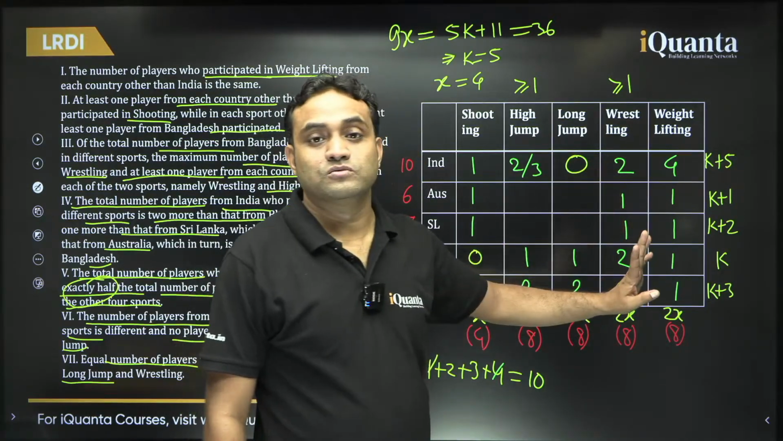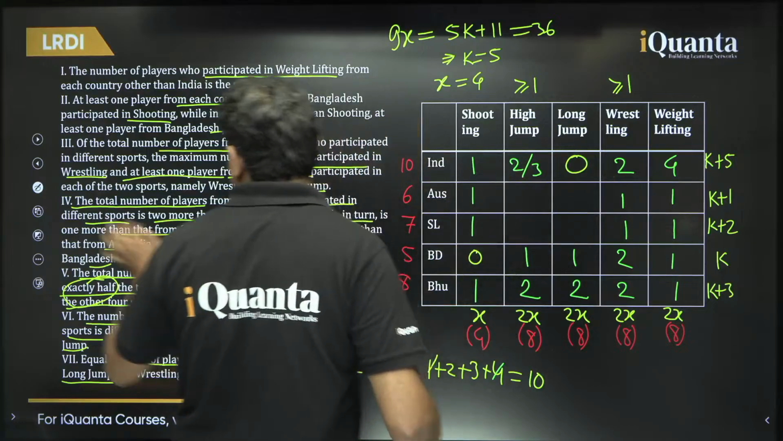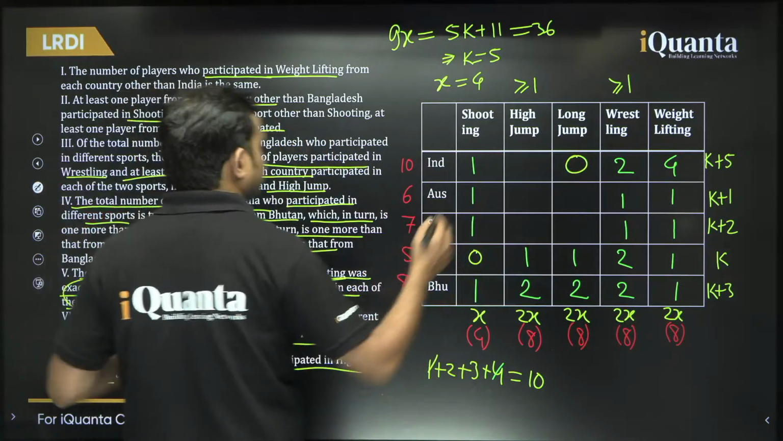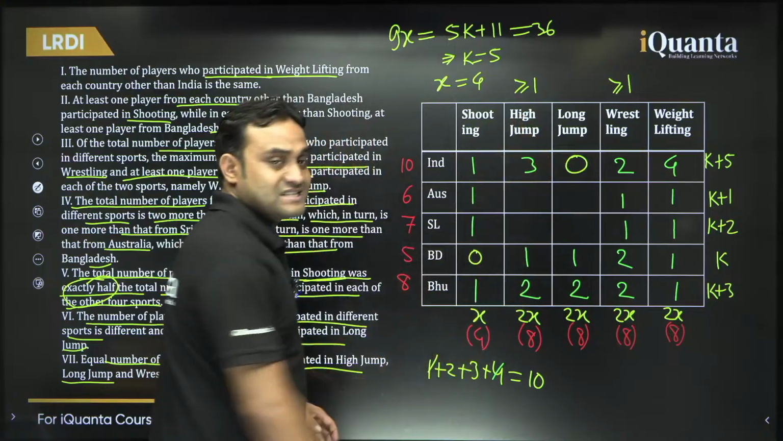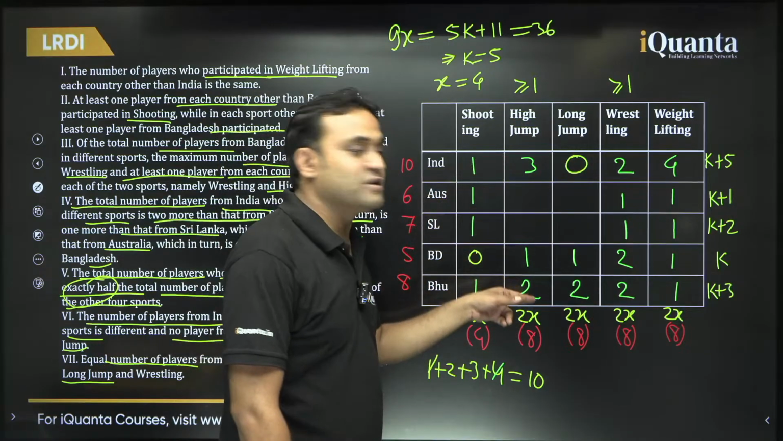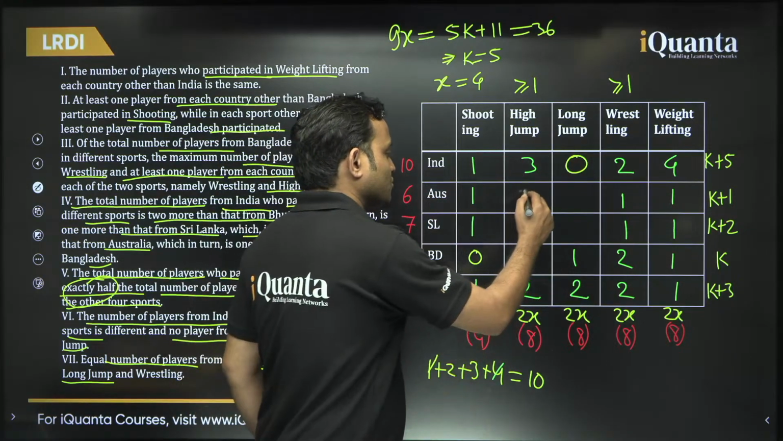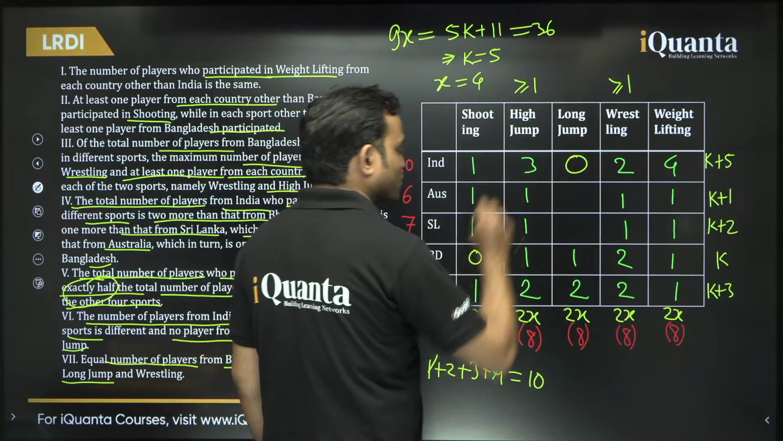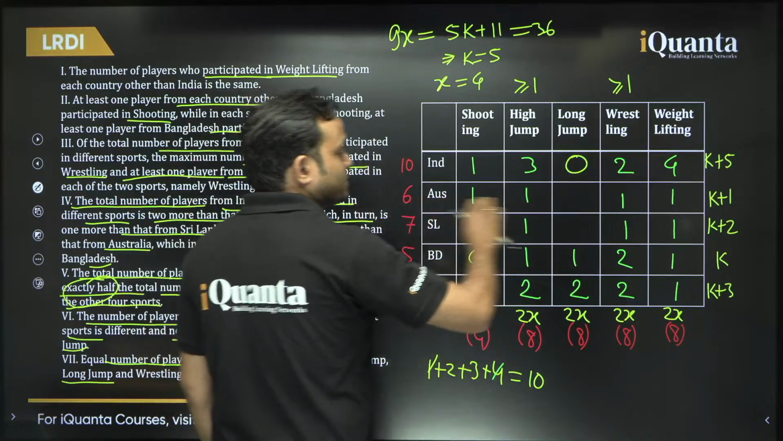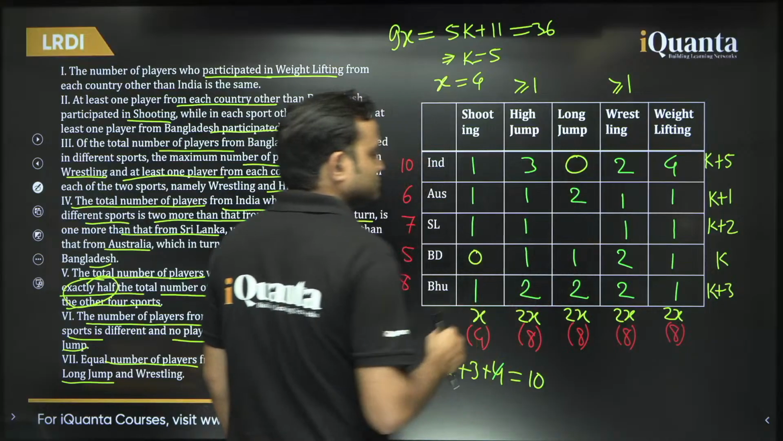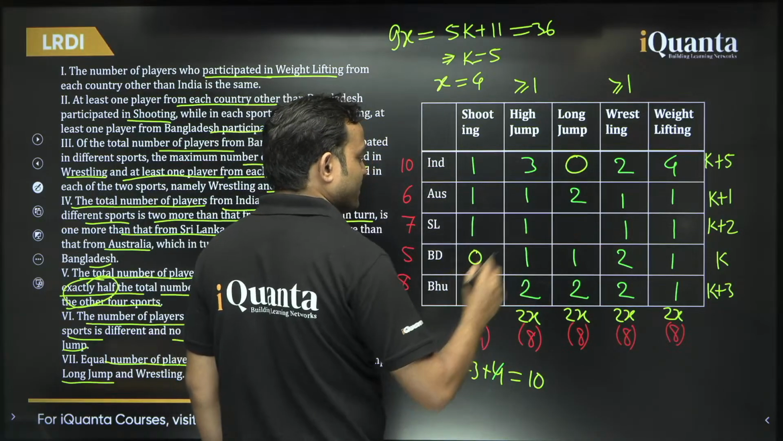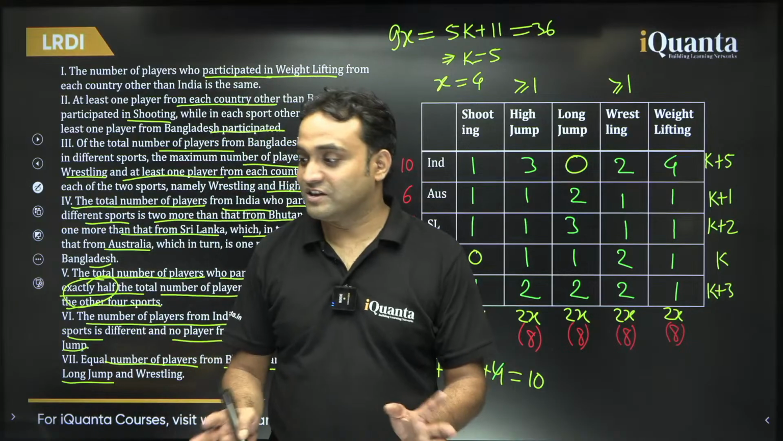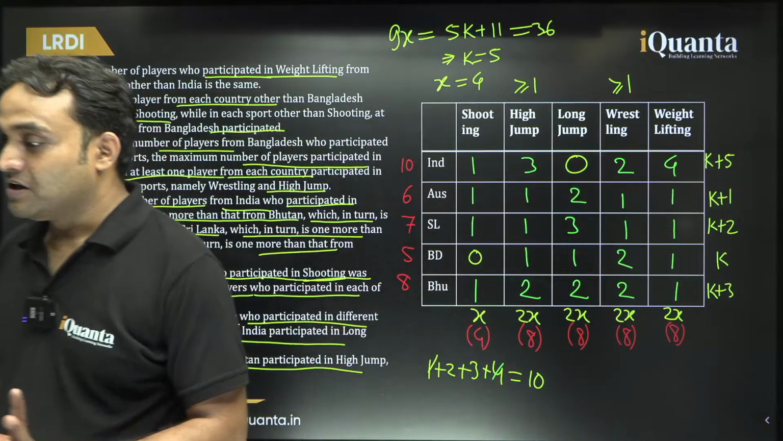This must be 2. Now if this is 2, this must be 3. The number of players participated from India in high jump must be 3. If this is 3, 3 plus 1 plus 2 is 6. Remaining 2 must be 1 and 1. Now these 2, what will be the values? Total should be 6, so this will be 2. Total should be 7, this must be 3. So now we are done with this table, right?